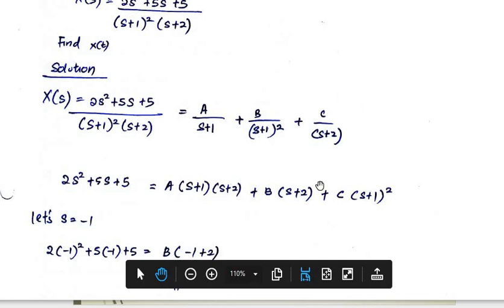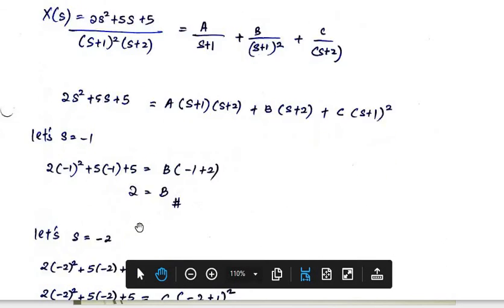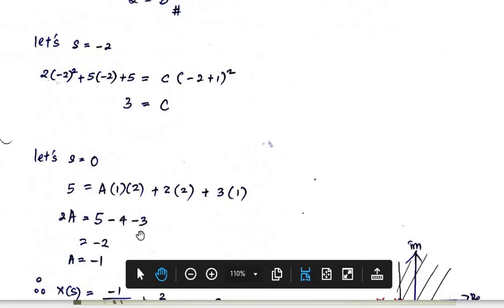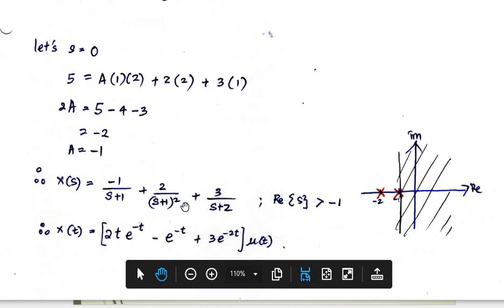So for the constants A, B, C, you solve A, B, C here. You get B equal to 2, C equal to 3, and then A equal to minus 1. So you substitute in, you get this one. And then from X(s) to x(t), using the Laplace transform pair table, you change it to x(t).